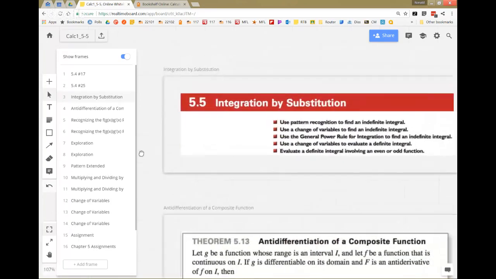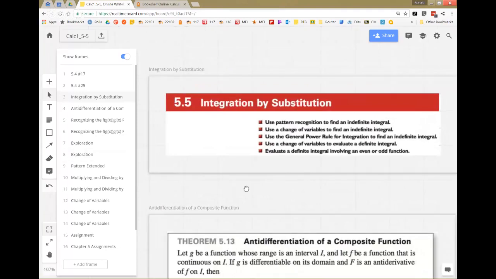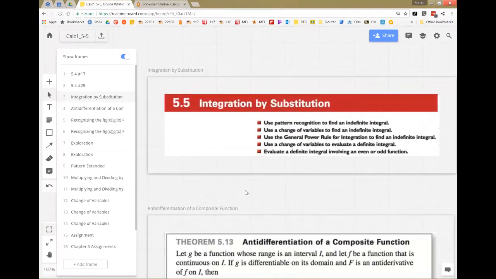So I've been saying to you a number of times now that we did not have reverse chain rule. We didn't have the chain rule in reverse for integration. We didn't have a way to do that. Well, today we're going to begin to see how to do that. And you can see that it's called integration by substitution.